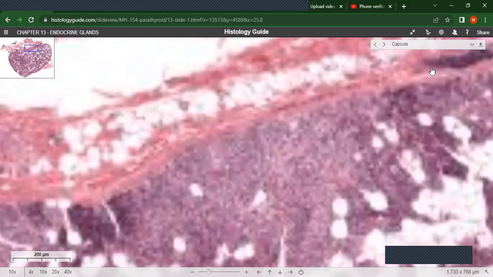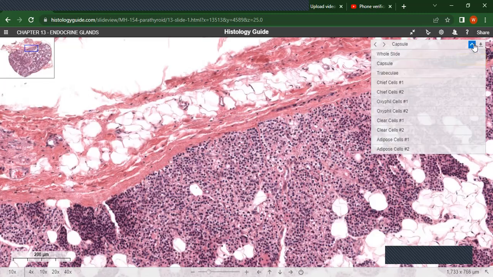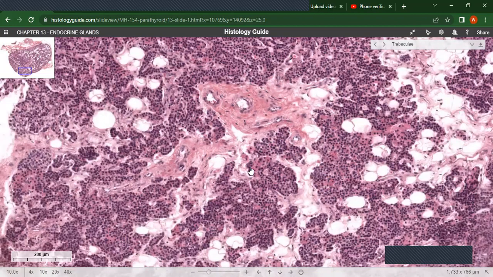Maybe a closer view of the capsule to see clearly. You can see the capsule here, and there. Let's see another closer view of the trabeculae. Yes, this is a trabecula. See, it starts here and comes all the way like this. It is lobulating the gland, dividing the gland into lobules.